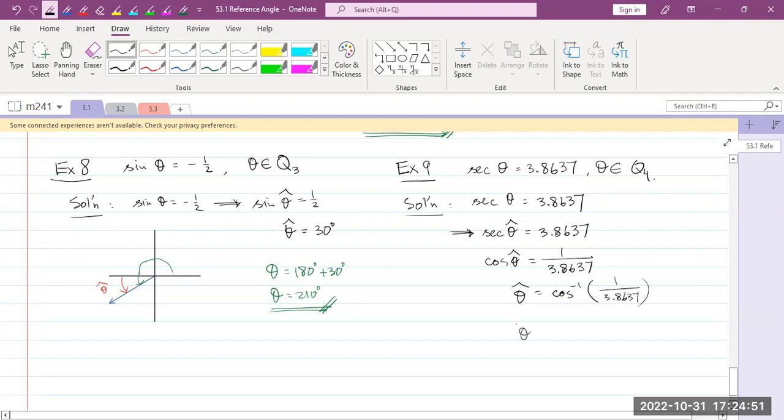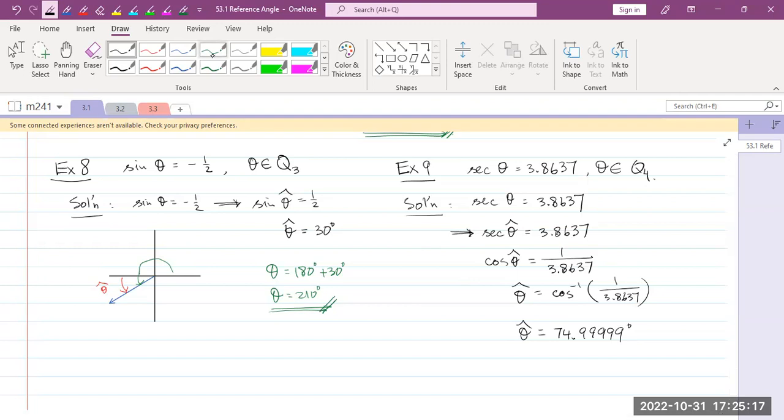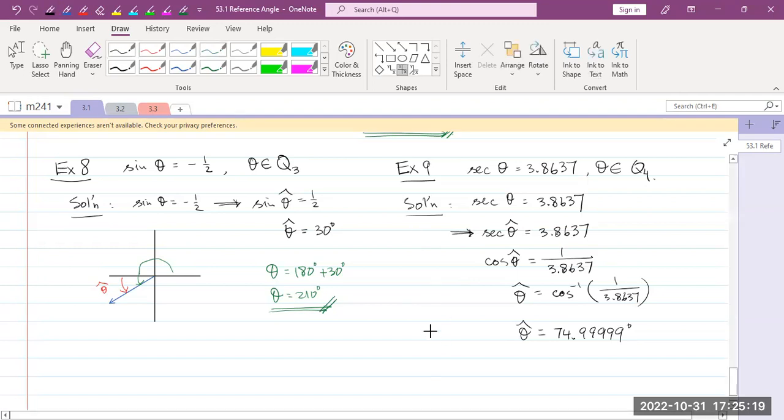Use your calculator to find the reference angle. Cosine inverse of 1 over 3.8637. I get 74.99999 degrees. Okay, that's the angle. Now we bring it back to quadrant 4.